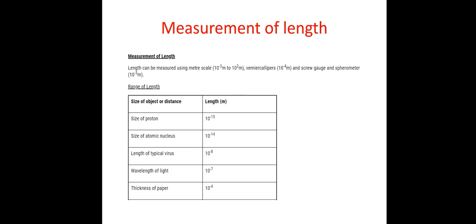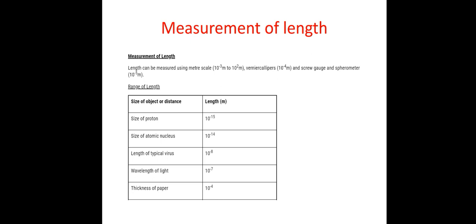Similarly, there's another device called screw gauge. Another one is a spherometer. So these are the different devices to measure length in day-to-day life. All right, so why do we need these scales? Let's talk about it. You know that the size of the proton is what? 10 to the power minus 15 meter.